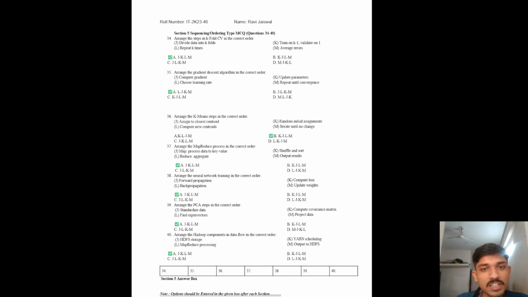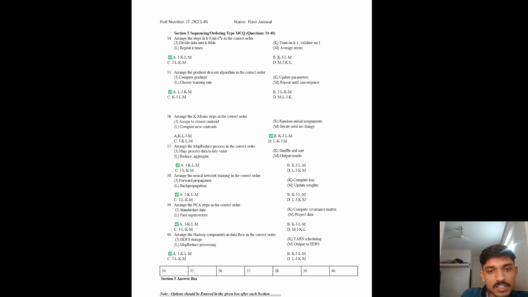35 is arrange the gradient descent algorithm in correct order. So what is this? This is basically choosing learning rate, then compute gradient and update and repeat. So the correct answer becomes A. 36 is arrange the K means steps in correct order. K means clustering steps: in this we have to randomly initialize first and then assign to the closest center. Then again compute the centroids and iterate until the assignment doesn't change.